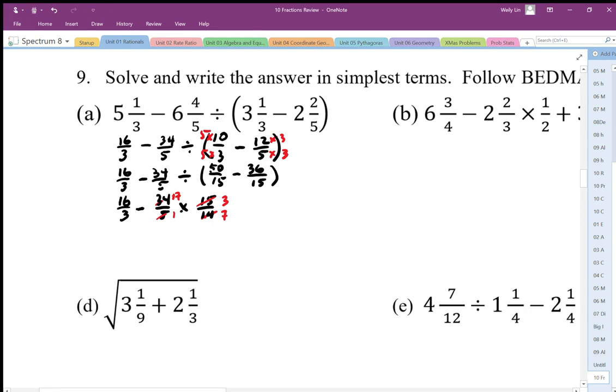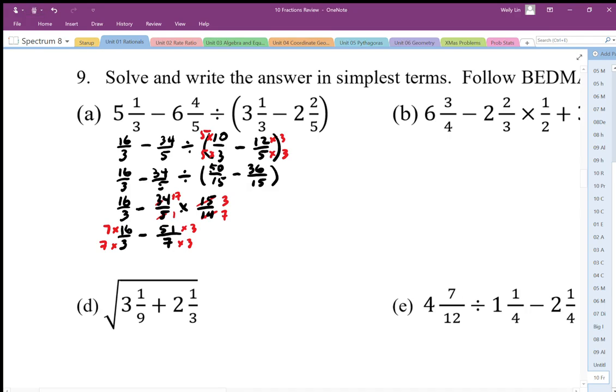Okay, so then we're going to do the multiplication first, and then we'll do the subtraction last. So we get 16 divided by 3 minus, this ends up being 51 all over 7. Okay, so now we do the subtraction. So again, we need a common denominator. So here I need a times by 7, times by 7. Here I need a times by 3, and a times by 3.